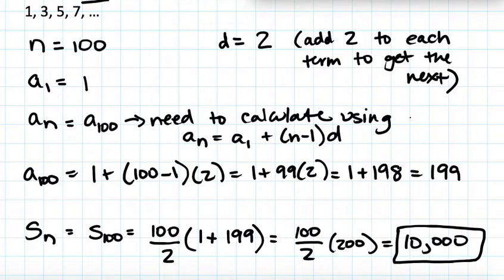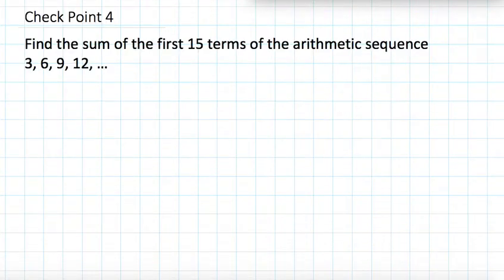So next you should try checkpoint problem number 4. It's the same process for this problem, just with different numbers. So you're going to need to find the 15th term in this case, and then plug into the sum formula. So do this in your notes, check your answer, and then move on with the rest of the video.